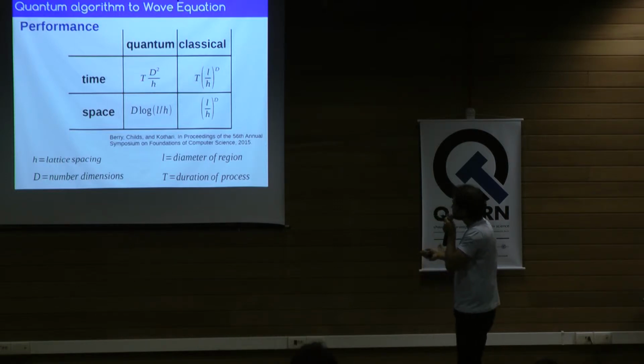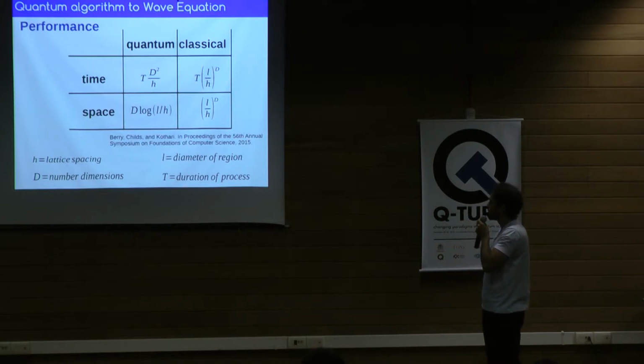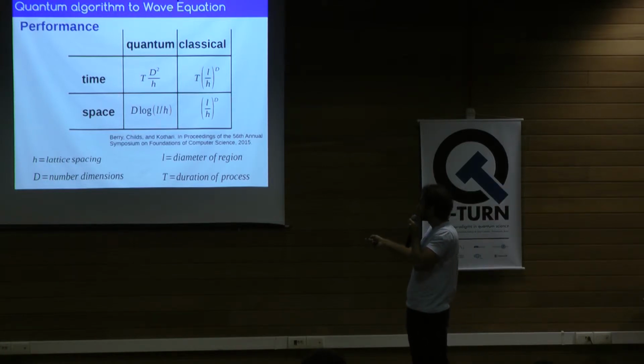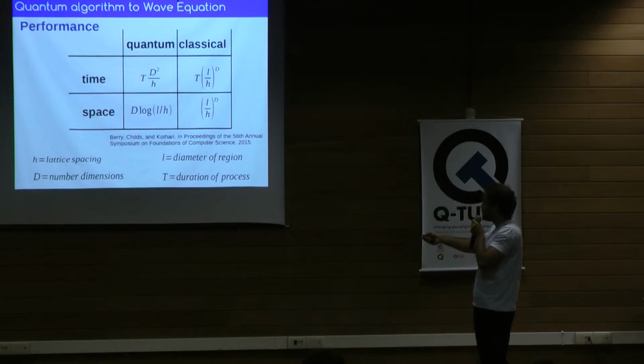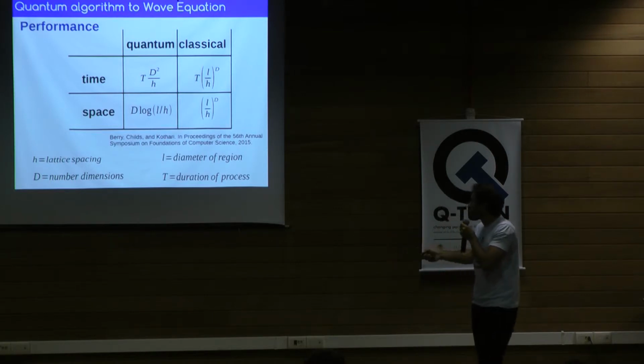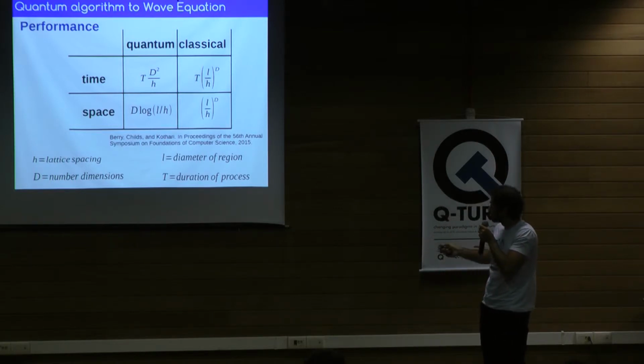And here, of course, as we are dealing with a Schrödinger equation, with a Hilbert space, the number of qubits in this space is D times the logarithm of L over H. L is the diameter of the region that we are trying to simulate, and H is the lattice spacing. So here we can see how this increases once you have more points. If you fix, for instance, the diameter and you want to discretize with more and more points, you see how the matrix grows in the classical case.